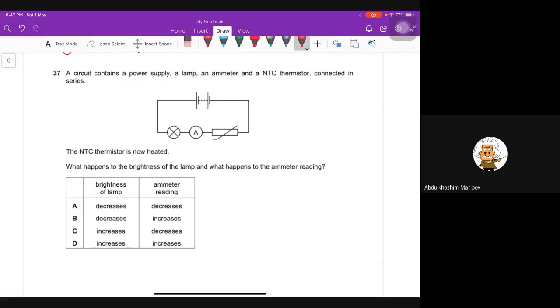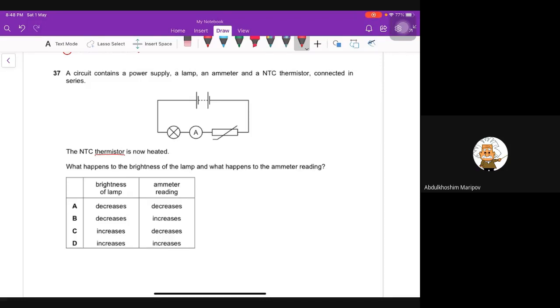Now, so this is an NTC. It's just a thermistor, okay? Its resistance changes based on the temperature. For example, let's say this is hot. If it's hot, it will switch off. But what happens to the brightness of the lamp and the ammeter reading when the NTC is heated?